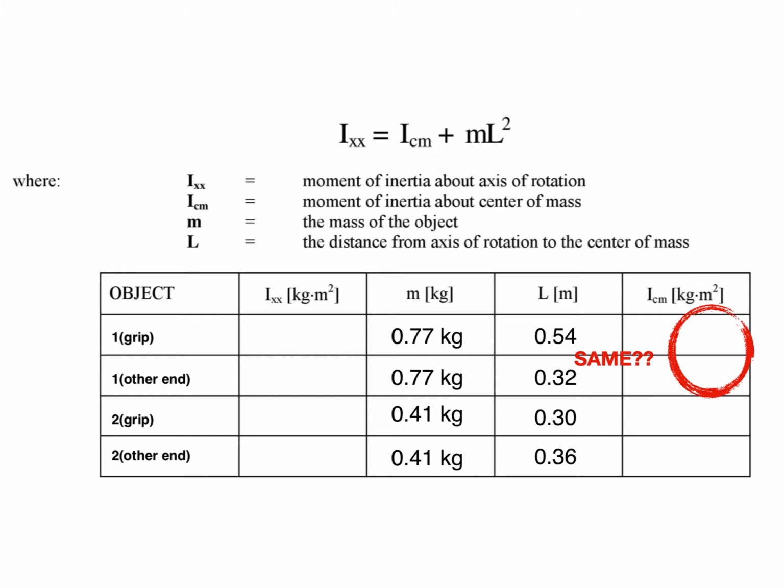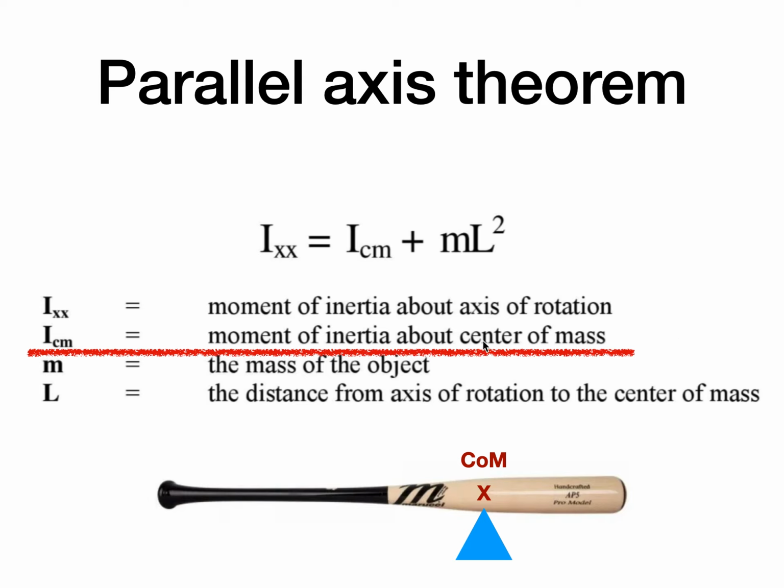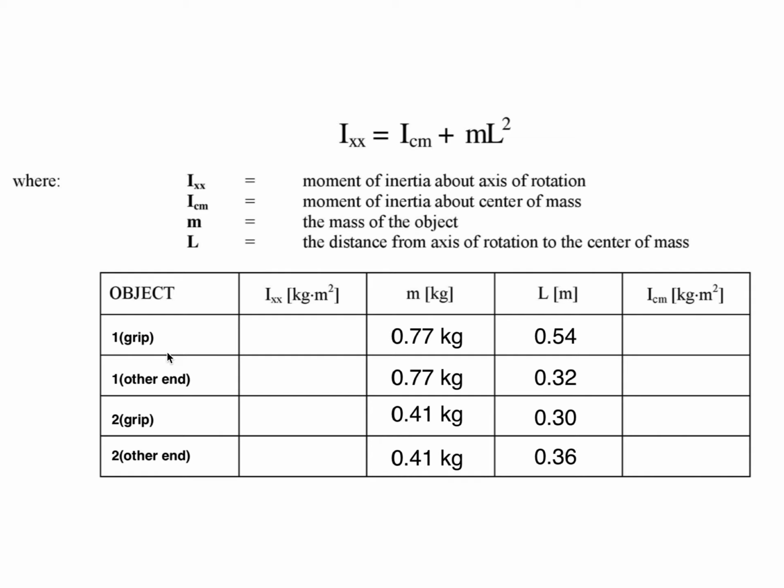So here comes a question. That's a super important question. Would the ICM be the same in these two situations? That'll be the same object, the baseball bat, rotating around the grip and rotating around the other end. Would you expect to see the same ICM in these two blocks? And the answer is yes, because the definition of ICM is the moment of inertia about the center of mass. And the center of mass is a constant value in one object. So if that's a baseball bat, the center of mass is right there. It's not changing. So you'll get the same ICM, right?